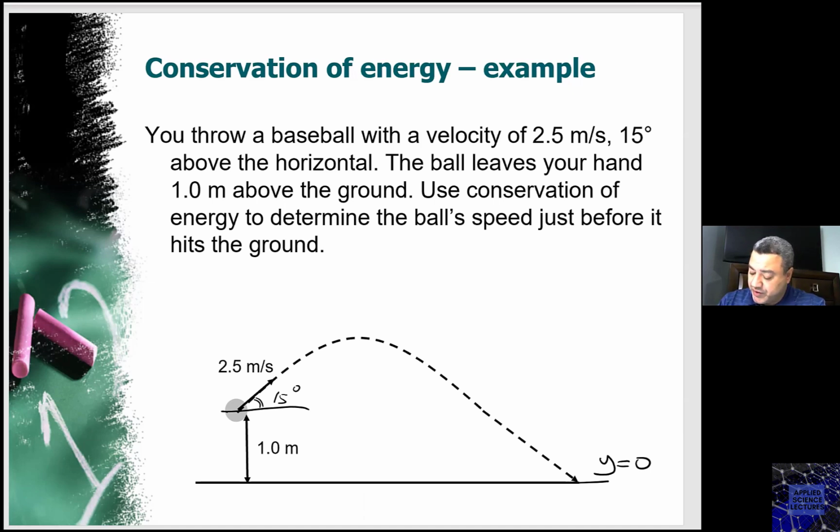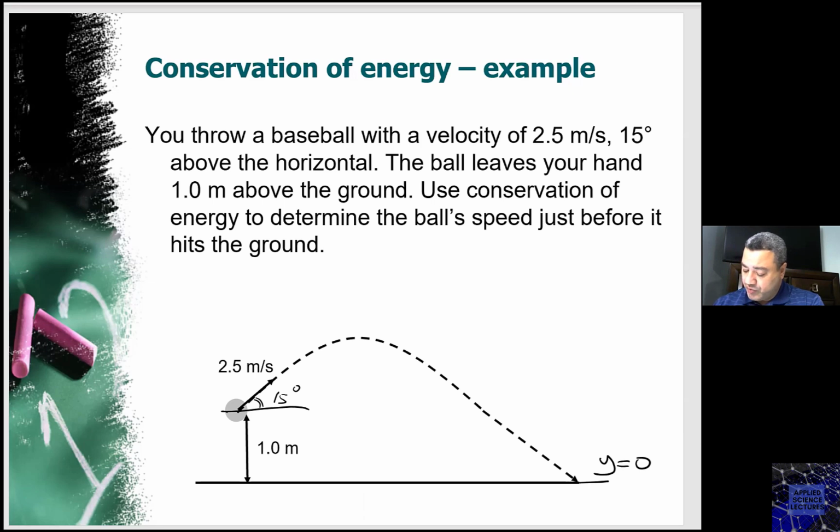Use conservation of energy. So once you read use conservation of energy, you have to do what we have done in terms of kinetic energy and gravitational potential energy between two positions, making the total energy equal. However, the kinetic energy and potential energy will be different, but the summation of both will be the same. Use conservation of energy to determine the ball's speed just before it hits the ground.